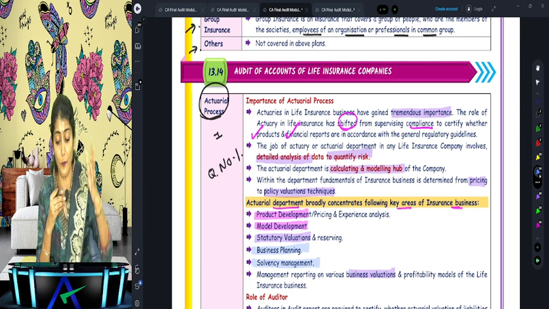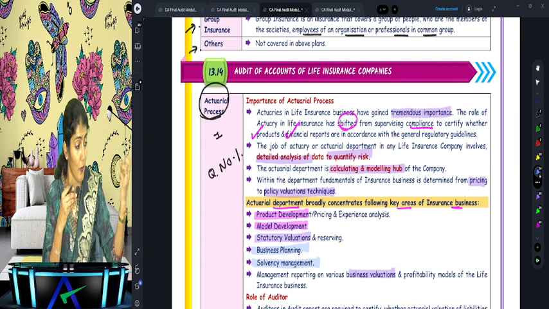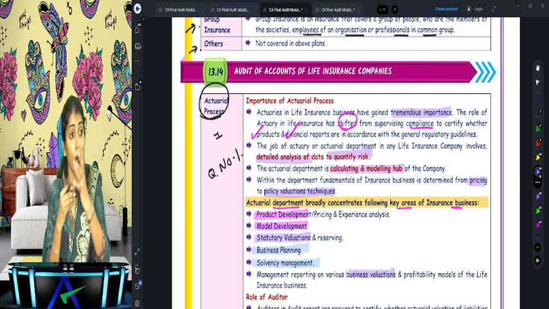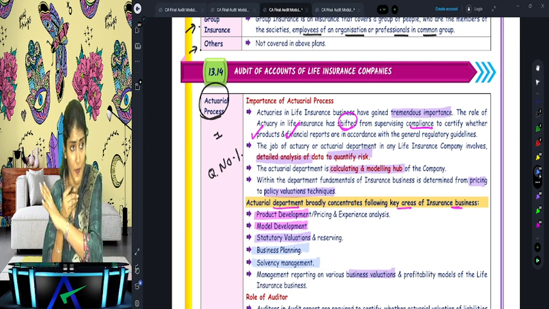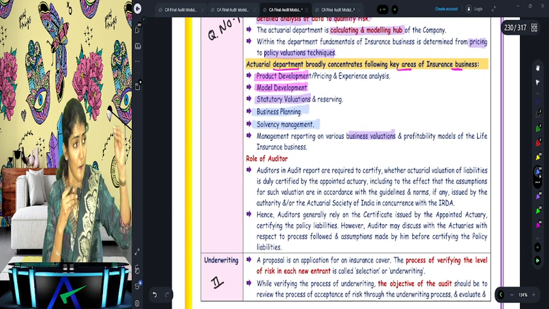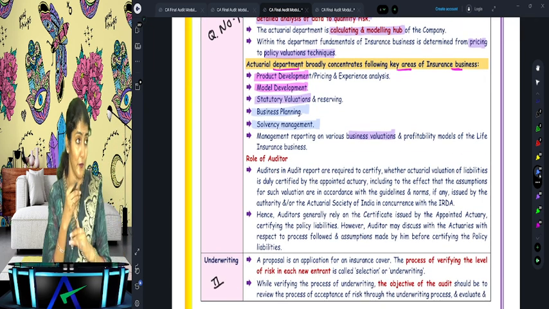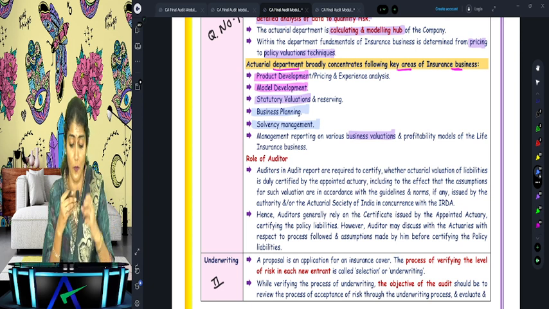It's shifting from supervising compliance to certifying the products and financial reports. What do they do? They do detailed analysis of data to quantify the risk. They are the calculating and modeling hub of the insurance company. And what are the broad areas where they can provide their services? Product development, model development, business valuation, statutory valuation, business planning, and solvency management.